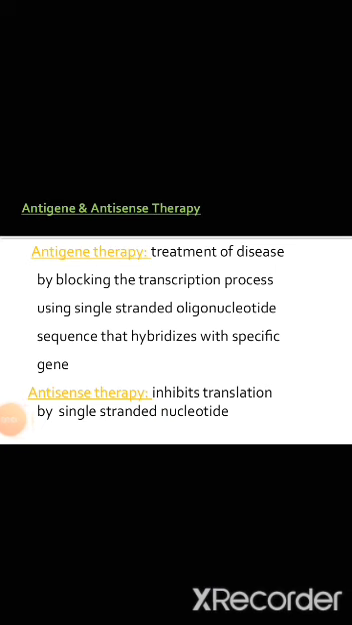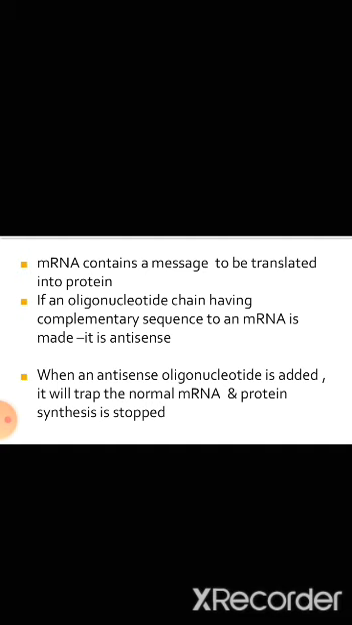Anti-gene therapy is the treatment of disease by blocking the transcription process using a single-stranded oligonucleotide sequence that hybridizes with a specific gene. Antisense therapy will inhibit the translation by single-stranded nucleotide. That is, mRNA contains a message to be translated into protein. If an oligonucleotide chain having a complementary sequence to mRNA is made, it is antisense. When an antisense oligonucleotide is added, what happens? It will trap the normal mRNA and protein synthesis is stopped.